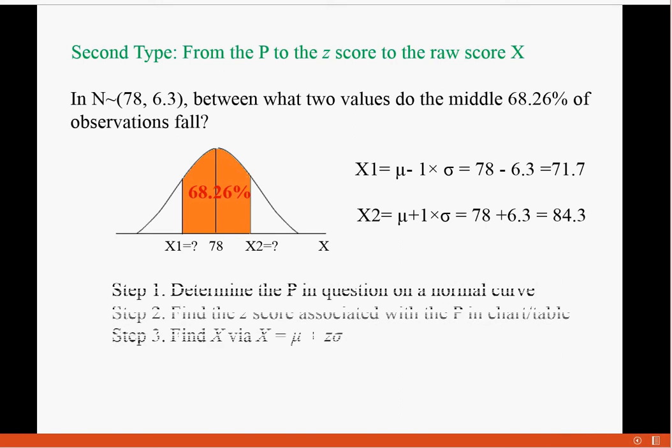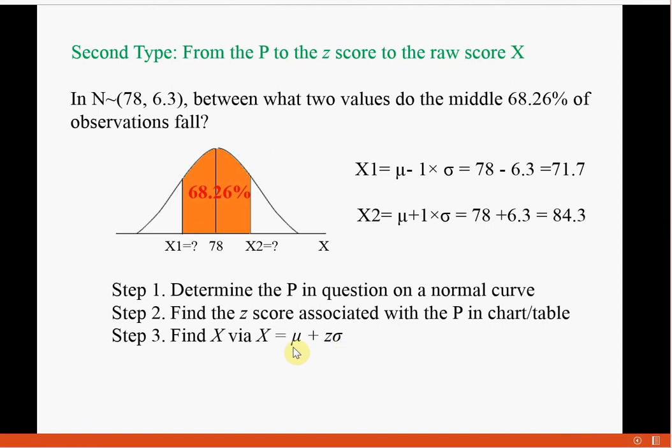Now, in this process, we are basically following these 3 steps here. First, we determine the appropriate percentage number. 68.26% is the value that is directly relevant in this question. But sometimes we won't be given a percentage number directly relevant in a question, so we have to first do some calculations to come up with a relevant percentage number. Then we go to a chart to find out the corresponding z-score. That is, we need to find out how far x1 and x2 are from the mean in terms of standard deviation. Then we bring the result into this formula to do the calculation.